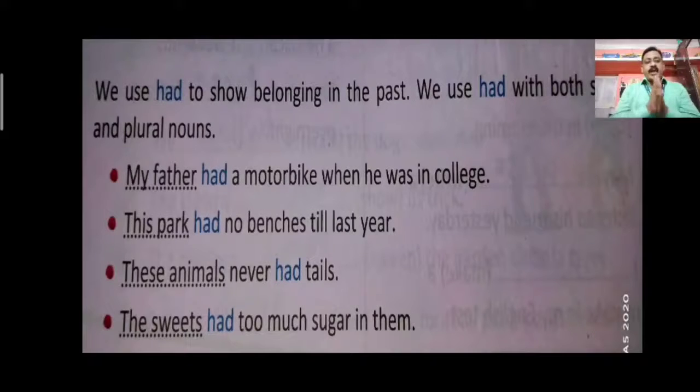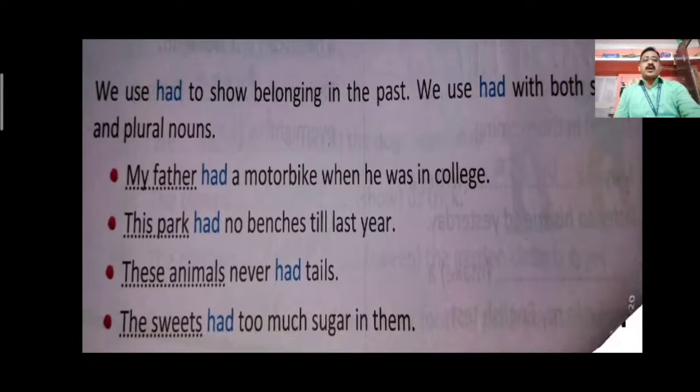So had is used with both singular as well as plural nouns, not like has and have. Has is used with a singular subject and have is used with a plural subject. But here had is used in both the cases, singular or plural noun. You can see father, park, animals and sweets. These are all nouns. But father and park are singular nouns, and animals and sweets are plural nouns. So we use had in both the cases.